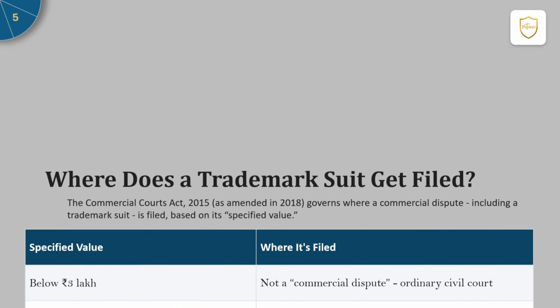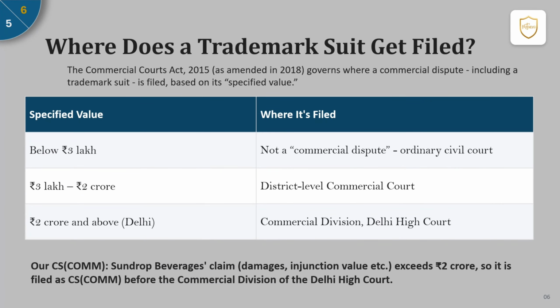Now, where does our suit actually get filed? This depends on the Commercial Courts Act 2015, which was amended in 2018, and here it governs that a commercial dispute, including a trademark suit, is filed based on its specific value.